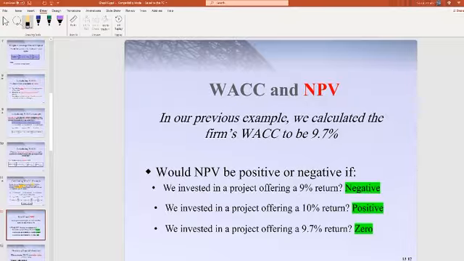But if you invest the money in a project that provides you with a 10% return, this is good, right? It is a good project. Why? Because the return is 10% and the cost of raising money is 9.7. So we will make a profit and we will have a positive NPV, right? If we invest the money in a project that provides exactly 9.7% return, in this case, we will have zero NPV, okay? Because the return is exactly equal to the cost. So no profit and no value here.